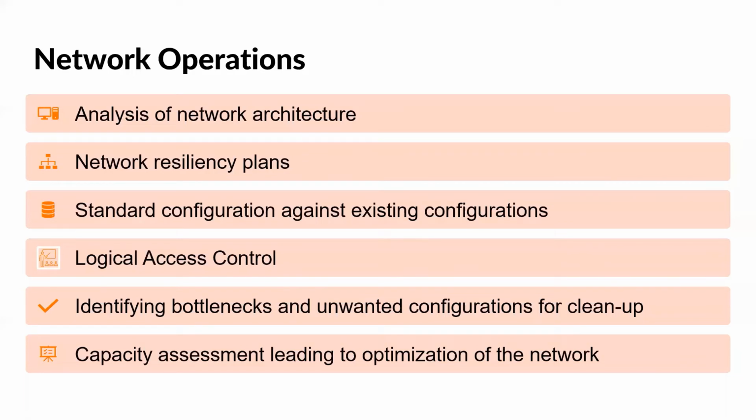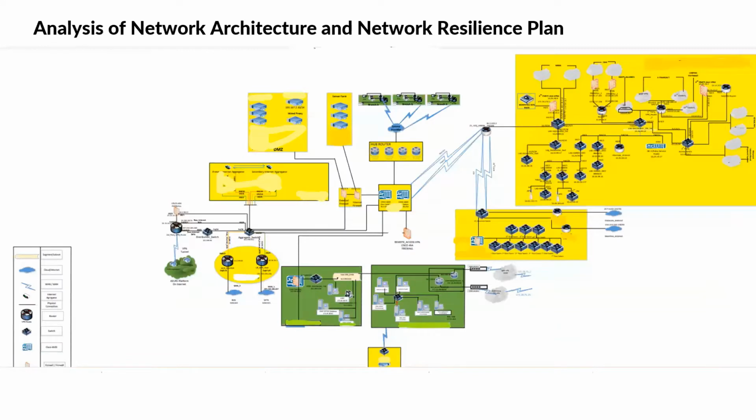So looking at the network operations, we'll be looking at analysis of network architecture, network resilience plans, standard configuration, local access controls, and identifying bottlenecks and unwanted configurations. Then we also do a quick review of capacity assessment. So as an auditor, when starting an audit engagement of network infrastructure, the first thing I'll be interested in touching base with is the network infrastructure diagram.